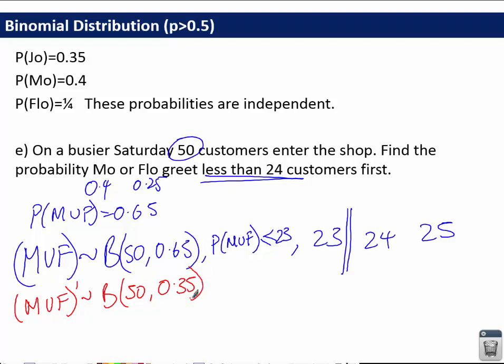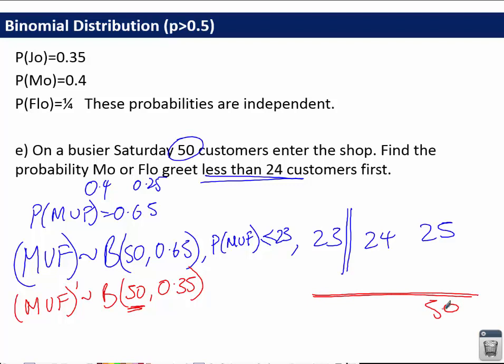Fantastic. So before we put in this next line here, we're going to have a look at the number of trials because that is important for us. So we've said already the binomial distribution with 50 trials. So overall, we know that 50 trials will occur.